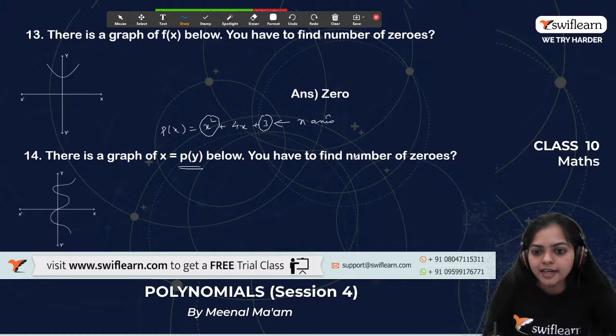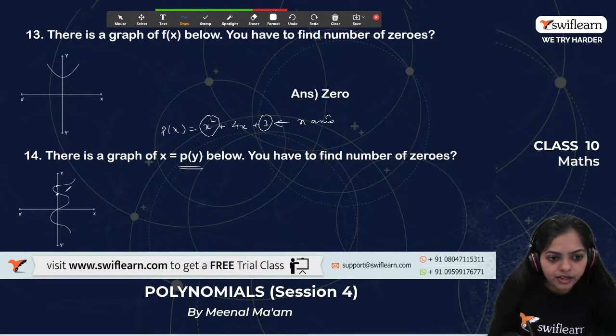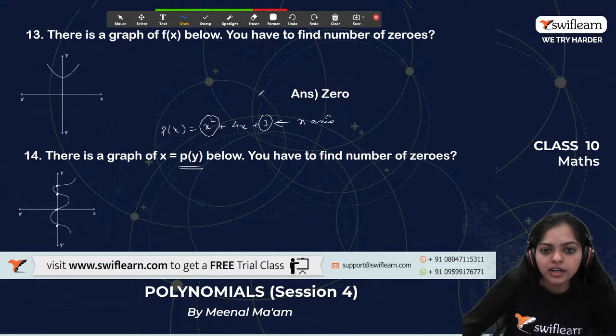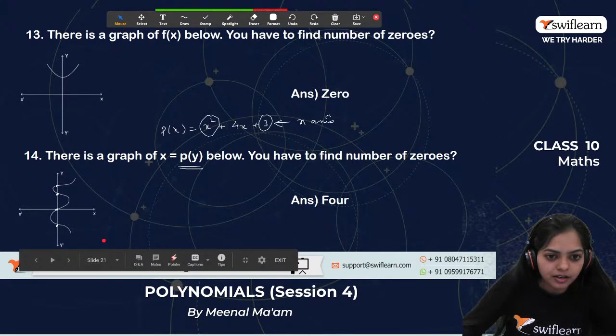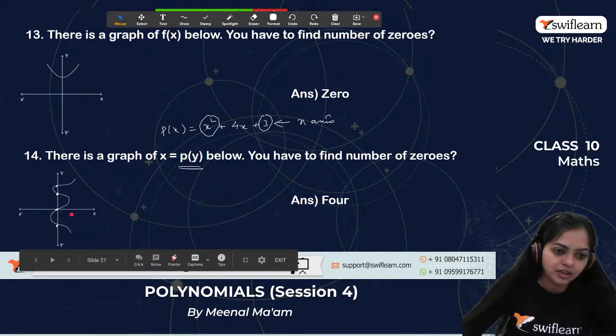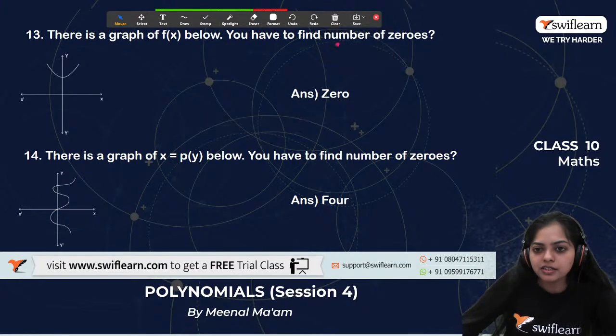So at how many points does it cut the y-axis? 1, 2, 3 and 4. So the number of zeros will definitely be 4. Got it everyone? It cuts at 4 points here. And why? Because the given polynomial is in the form of the y variable. That's why we will check the y-axis. Got it? Okay, great. Now let's have a look at the next question.